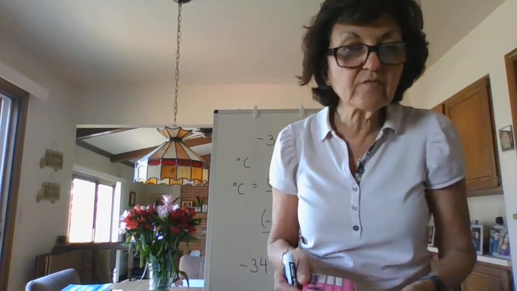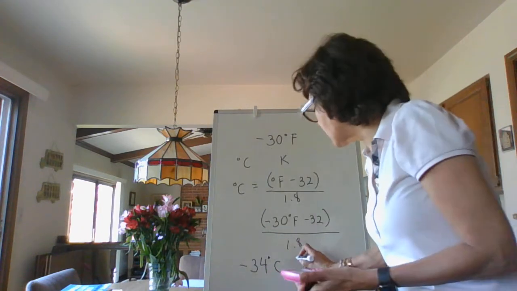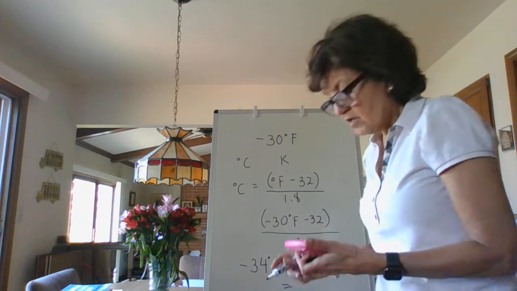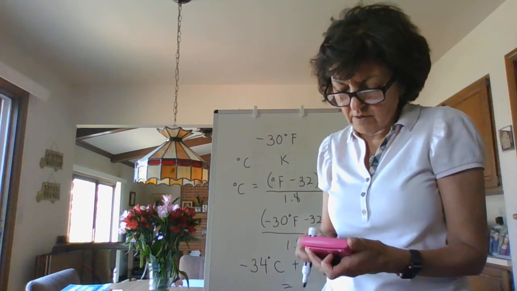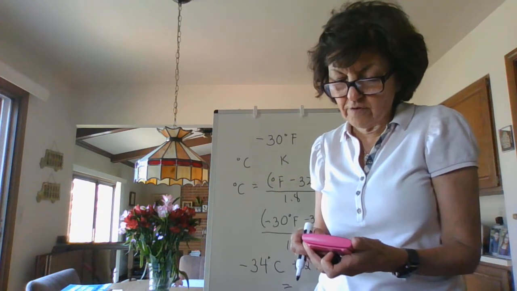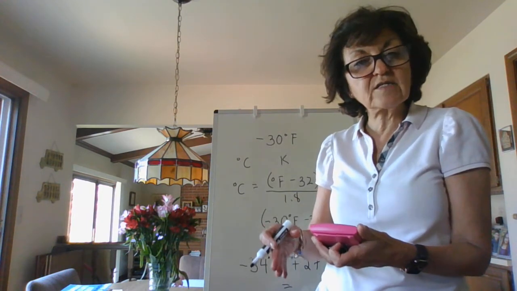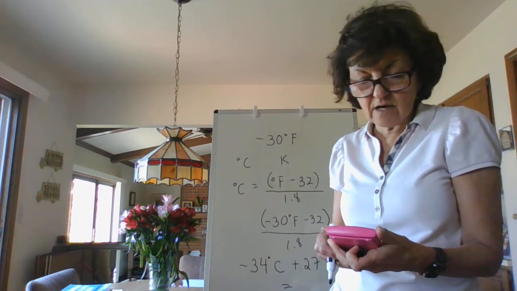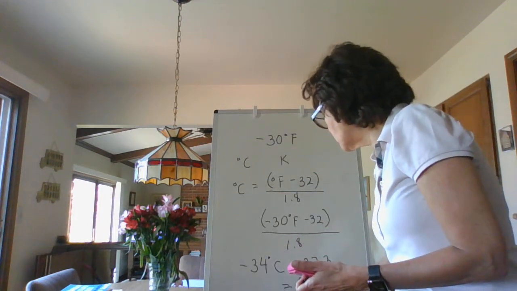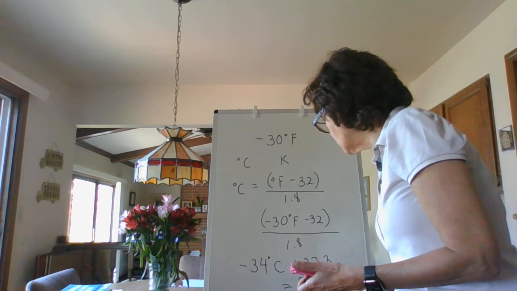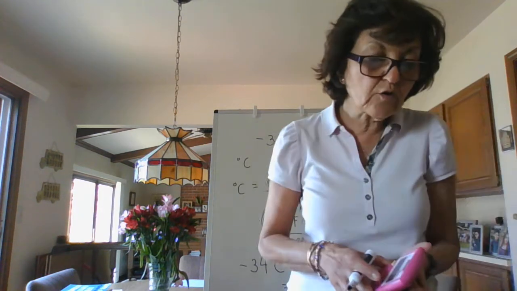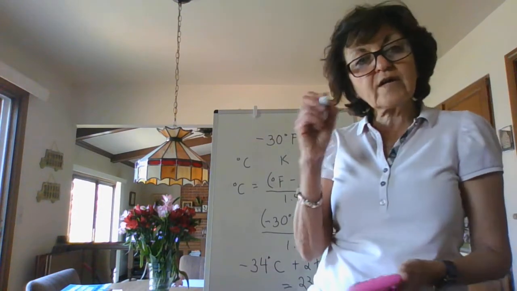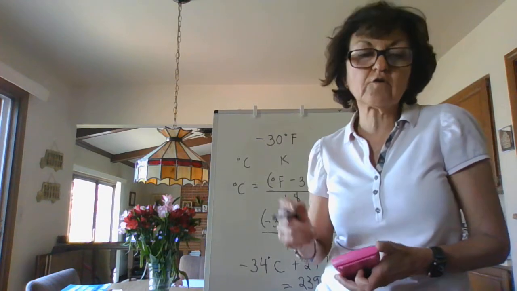Now I want Kelvin. What do you do? All you have to do is add 273 to this, and you will get your Kelvin. So minus 34 plus 273. Now for addition, we go with the least number of decimal places. Both of these don't have decimal places, so we just add it up, and you get 239 Kelvin. Notice with Kelvin, you don't put a degree sign there. It's just a big capital K. Remember, lowercase k for kilo, uppercase K for Kelvin.